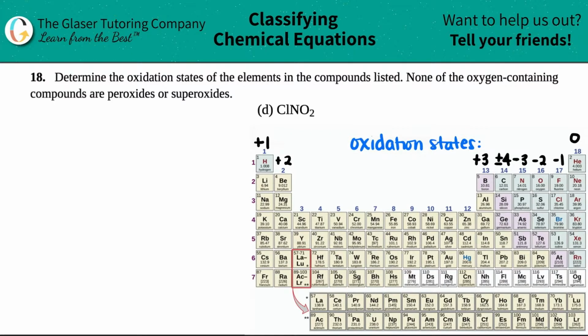Number 18, determine the oxidation states of the elements in the compounds listed, and none of the oxygen-containing compounds are peroxides or superoxides. So thank you for that little tip. And now we have to find out the oxidation states of Cl, N, and O in chlorine nitrite, if we had to name this. So the first thing I'm going to do is just write this big on this side, ClNO2. Okay. Now, there's tons of ways to do this, right?